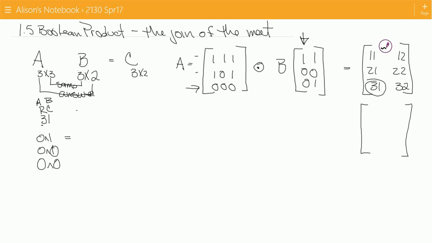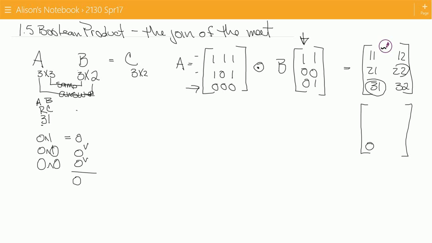So I'm going to say 0 and 1 is 0, 0 and 0 is 0, 0 and 0 is 0. And once I have all 3 of those, then I am going to do the join, which is the OR operator. So I will say 0 or 0 or 0. Ultimately, we're going to end up with 0. So we were doing position 3,1. I'm going to come over here and find 3,1, and I'm going to put the 0 in it.